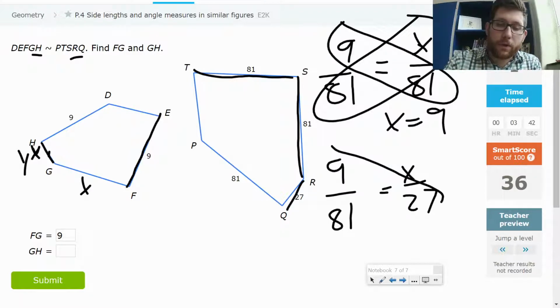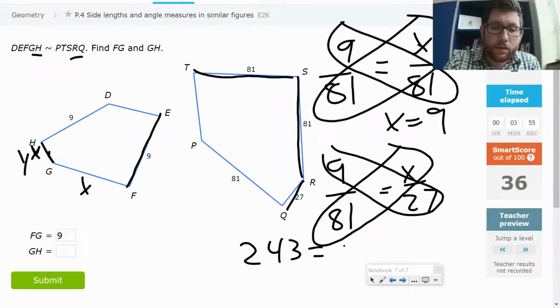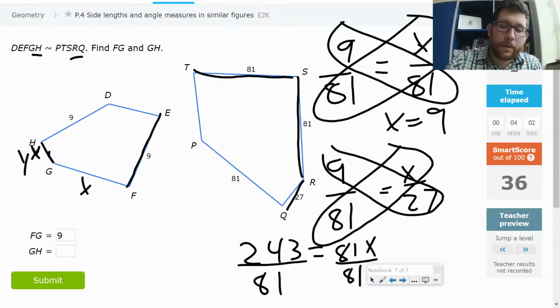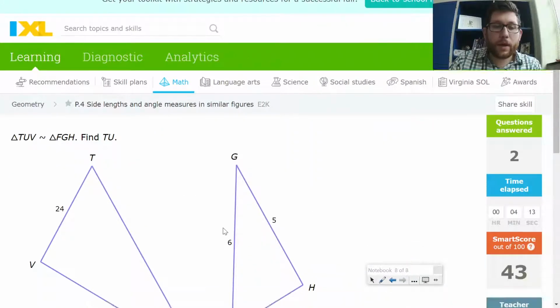All right, and we cross multiply here. 9 times 27, that's going to work out to be 243 is equal to 81x. And if I divide both sides by 81, I'm going to get X is equal to 3. All right, and that's how we solve problems like that. Okay, you want to make sure that you set them up correctly.